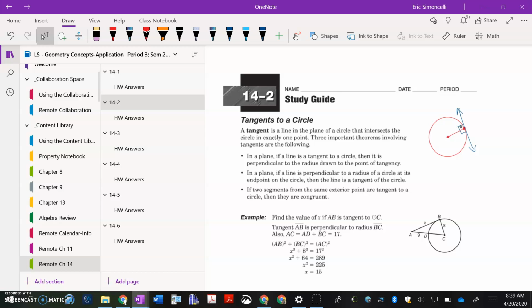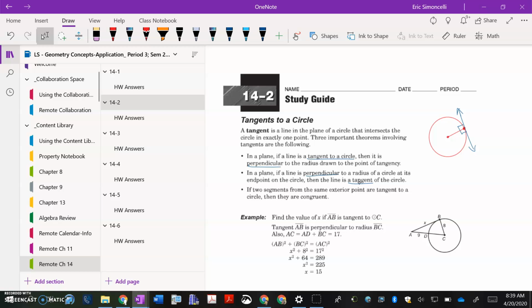Second theorem, in a plane, if a line is perpendicular to a radius of a circle at its endpoint on the circle, then the line is tangent to the circle. So this is actually the converse of the first theorem. The first theorem indicated that if you already know you have a tangent line, then it's perpendicular. You start with it being tangent, and then you end with it being perpendicular. Here, you're starting with it being perpendicular, and you're ending with it being tangent. Again, the converse simply flips the hypothesis and the conclusion. So really the same picture applies.